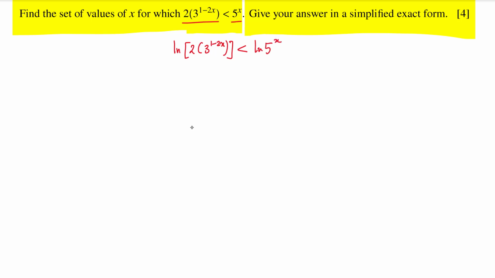On the left side, using the property that a product becomes a sum, it is ln of 2 plus ln of 3 to the power 1 minus 2x, less than, and the power comes down as a multiplication: 1 minus 2x times ln of 3 less than x ln of 5. We need to find the values of x, so we will collect the x terms together. One x is here, another x is here, so I am going to transfer this x to the right hand side.